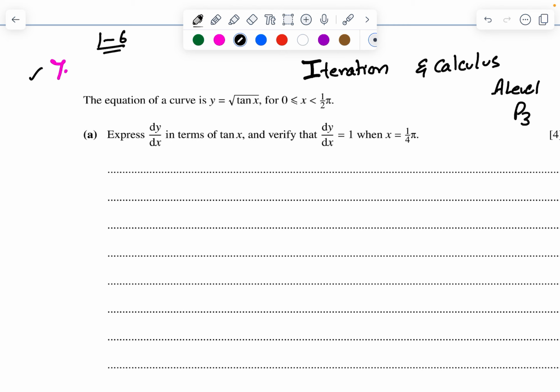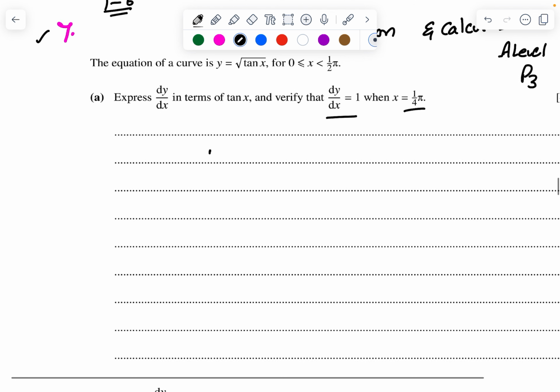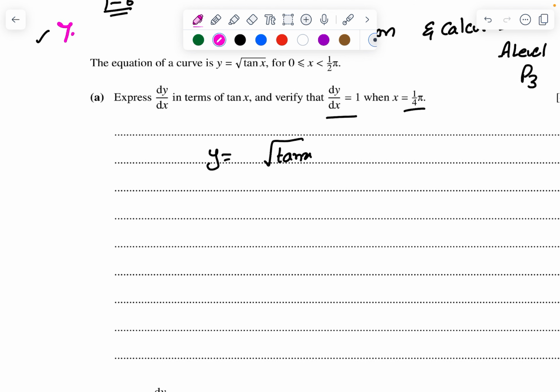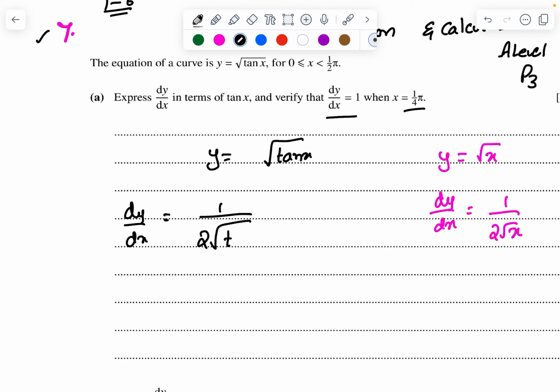The equation of the given curve is given, y equals square root of tan x, and verify that dy by dx equals 1 when x is pi by 4. Now we need to memorize one formula. If y equals square root of x, then dy by dx will become 1 upon 2 square root of x. Easy method to remember.